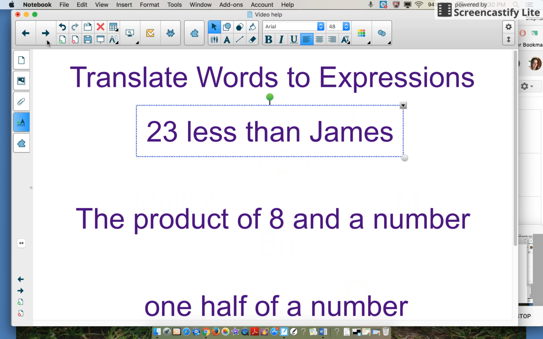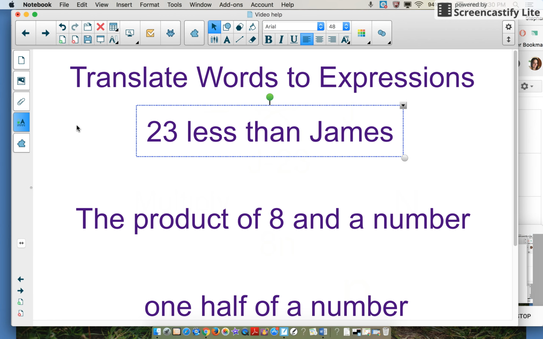Next, we did translating words to expressions. If you don't have the sheet that I gave you to help you out with the different words that mean different things, it is up on Schoology and you can go ahead and grab that. But when we look at this, we try and pick it apart, just like you used to do with your LA homework at one point.